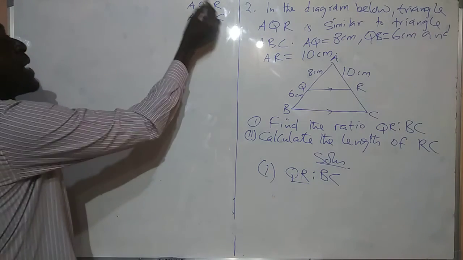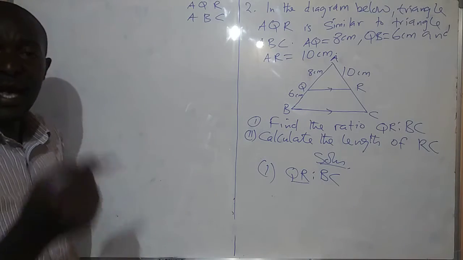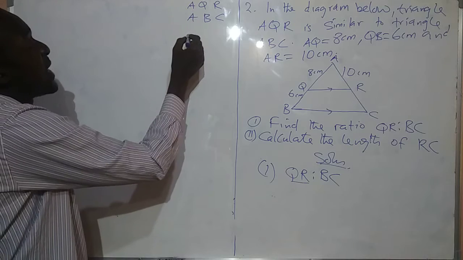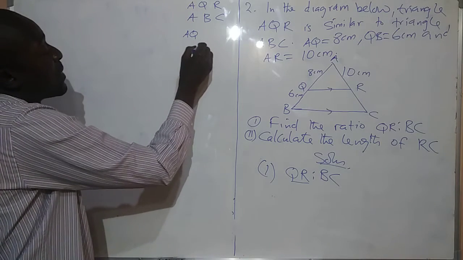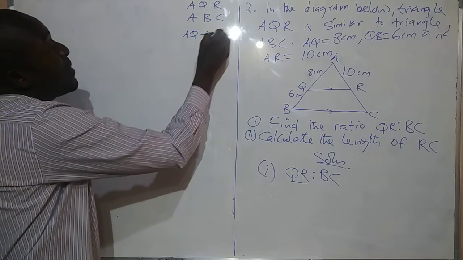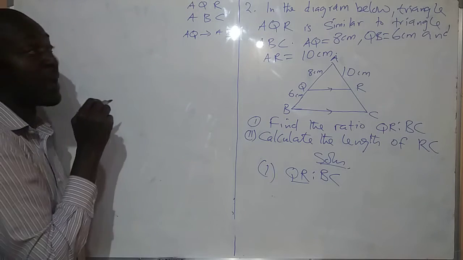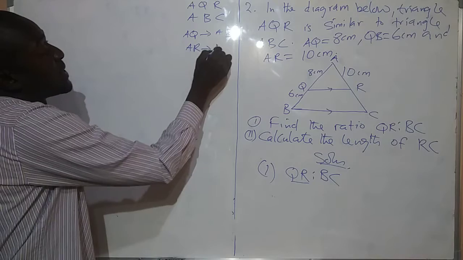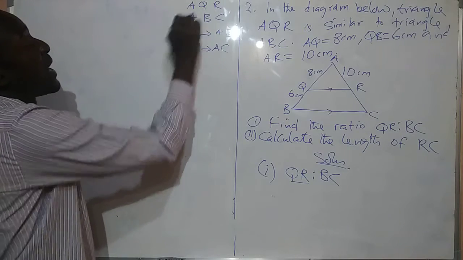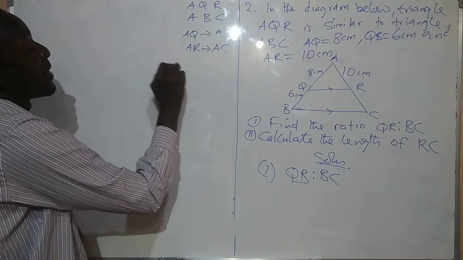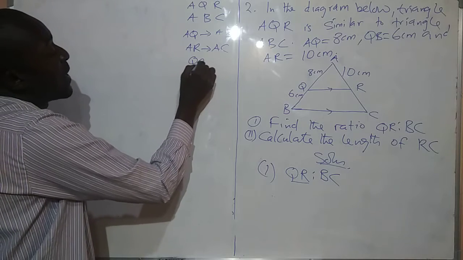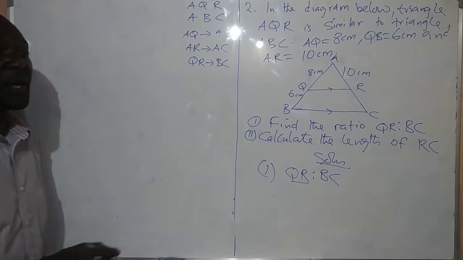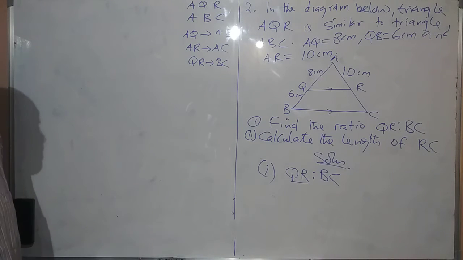So from what we have here, the corresponding sides are these. AQ corresponds to AB. AR corresponds to AC. A and R there correspond to A and C there. And the last one is QR corresponds to BC, meaning they are at the same positions.